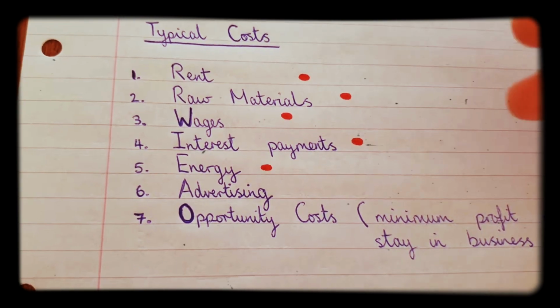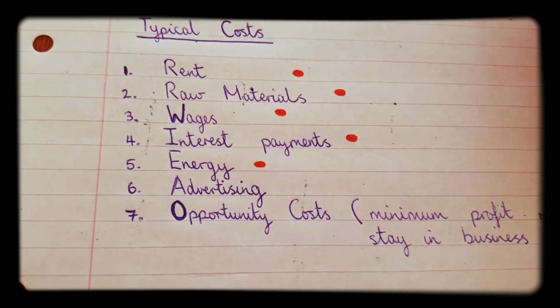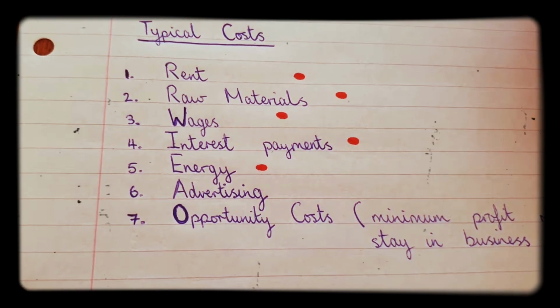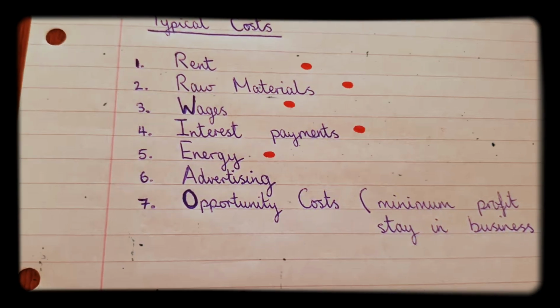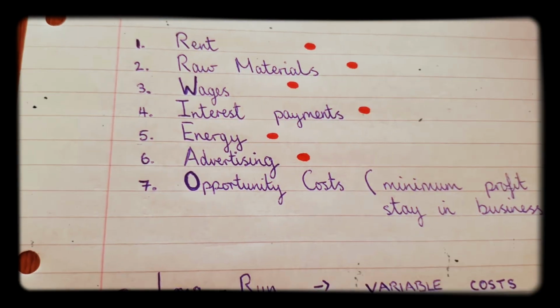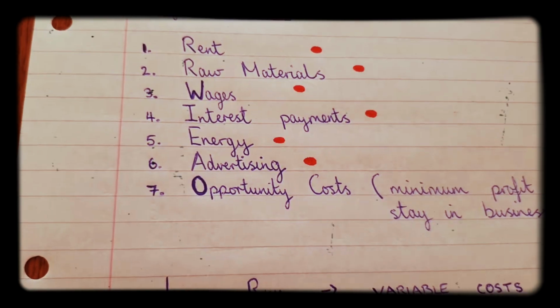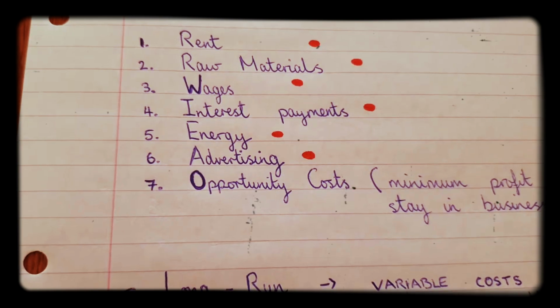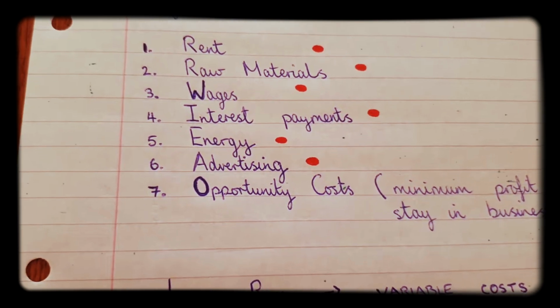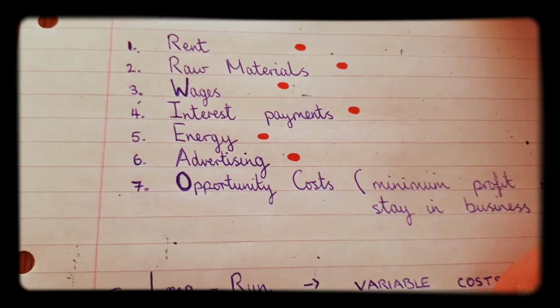So for example, if you own a restaurant, running gas or running electric and running lighting. Advertising is another cost as well. So something that a firm has to do in order to expose itself to the world and show the world what they're selling. So that is a cost too.